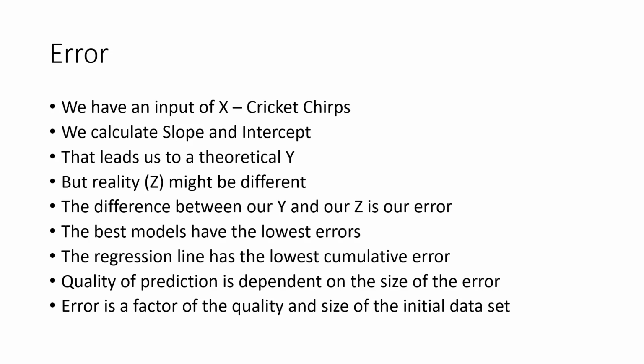And like I said, all models have errors, but the best models have the lowest errors. So the regression line is the one, remember I said, that has the lowest cumulative error if we were to actually calculate that. But the quality of our predictive model is dependent on the size of the error. So if there's a wide scatter around our diagonal line, then we're going to see a lot of error in our model. If there's less of a scatter around the diagonal line, then the errors are smaller and our model is more accurate.